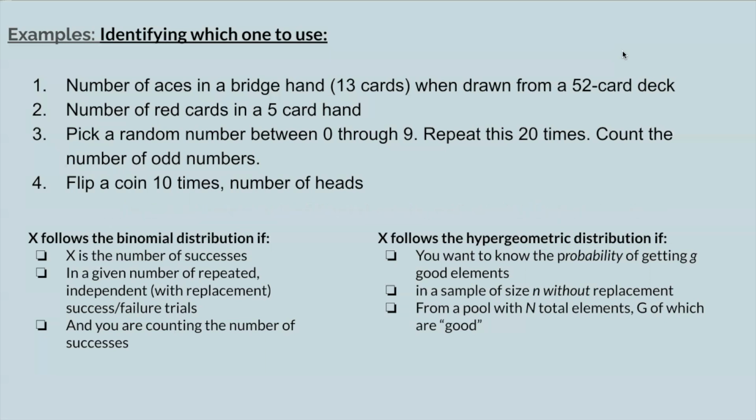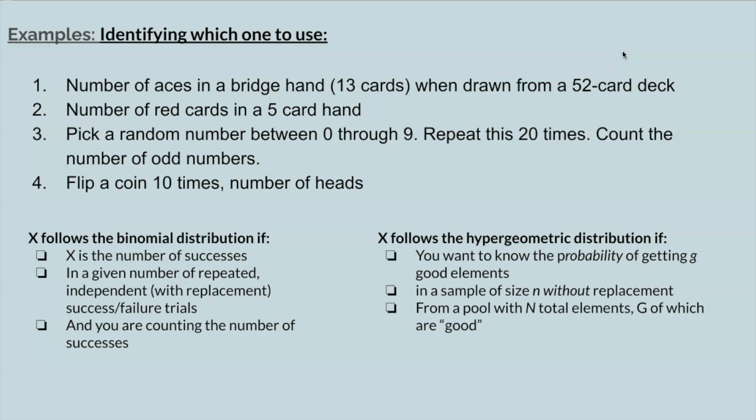Okay, number 3, pick a random number between 0 and 9. Repeat this 20 times. The number has to be an integer. I forgot to include that. And we want to count the number of odd numbers. In this case, the result of one trial has no effect on the result of any other trial. So the second trial is not determined by the result of the first trial. And so this would follow a binomial distribution. And in this case, X is the number of successes, like success being defined as getting an odd number. And you are counting the number of successes, right?